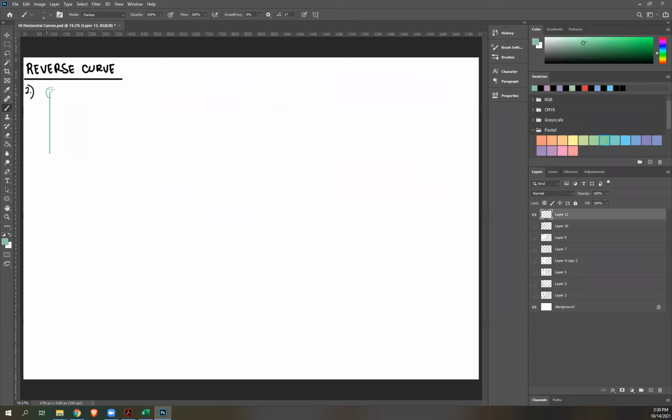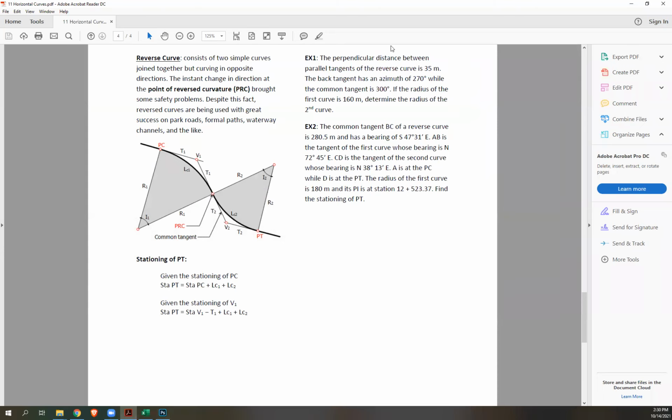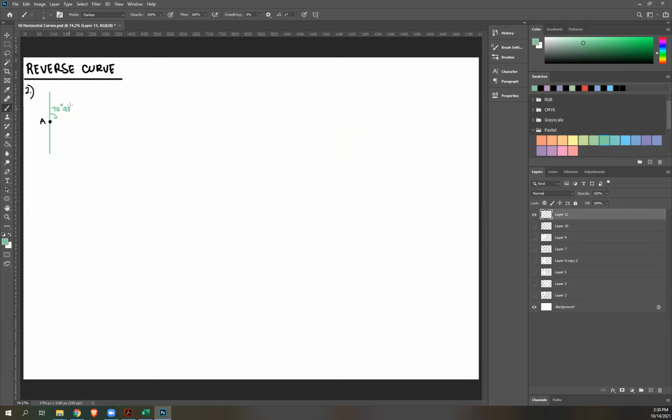Okay, let's do that. So north, this is the north line. Draw 72 degrees. Now let's say this is your point PC or your A, which is the same as your PC. And maybe this is your 72. It's not quite 90 degrees yet. So that's 72°45'. And then draw a line connecting to that marking. So that's your AB. Let's say this is point B.